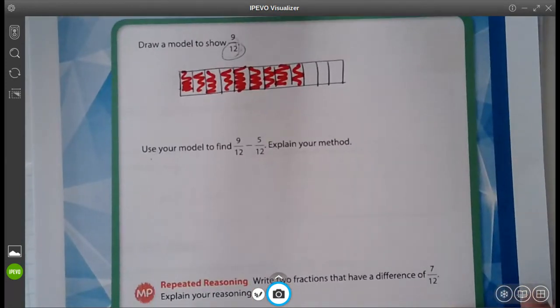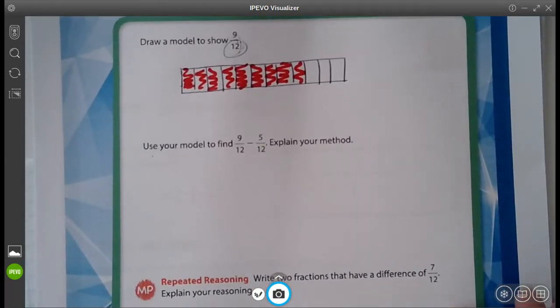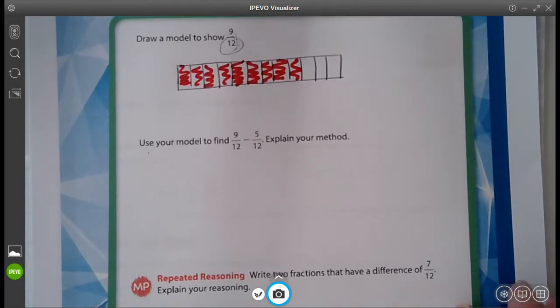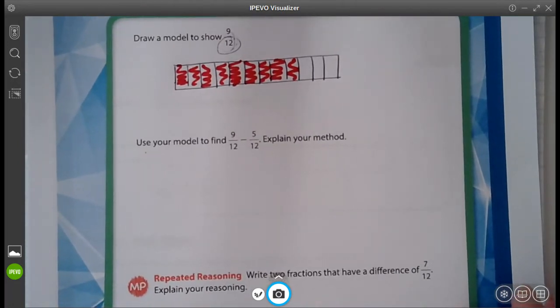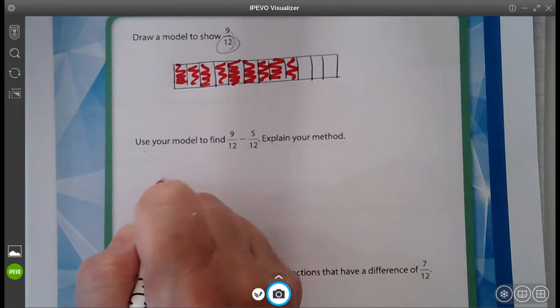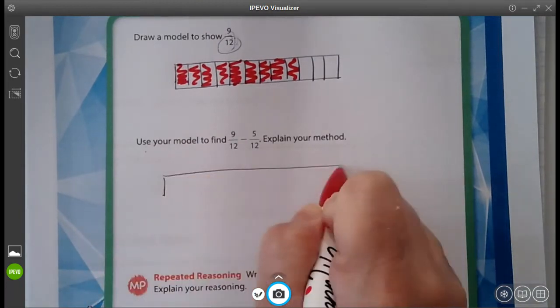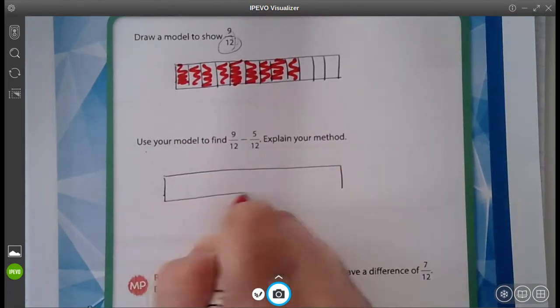Okay, let's look at the next part. Use your model to find 9 twelfths minus 5 twelfths. Explain your method. Well, let's go ahead and copy our model of 9 twelfths.